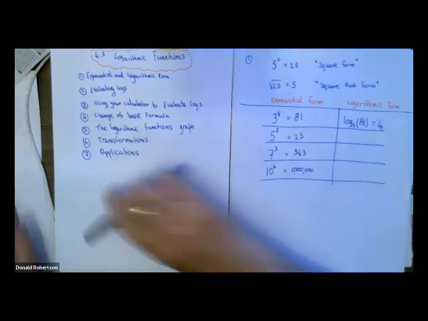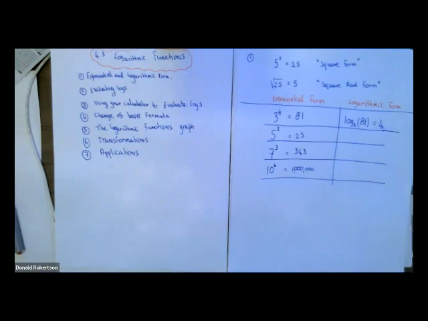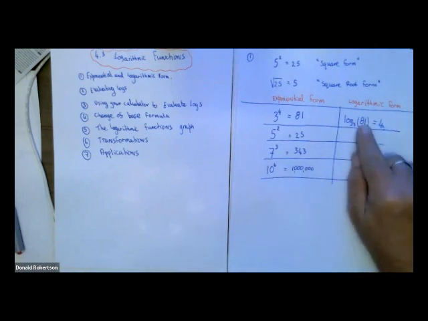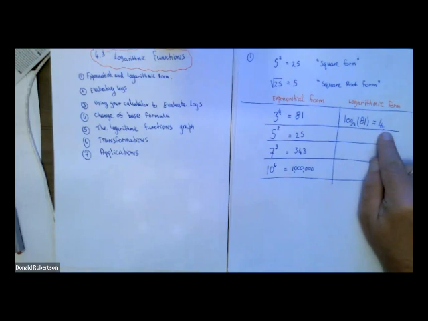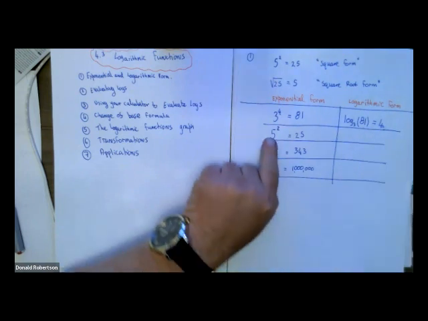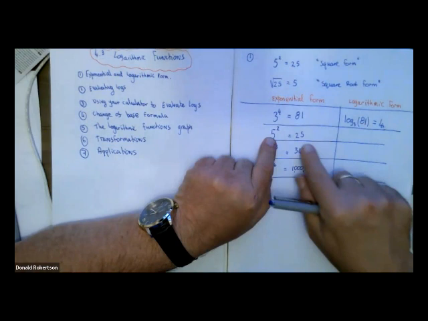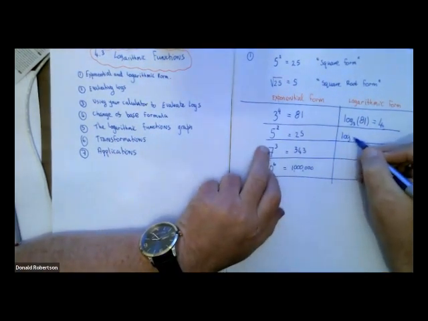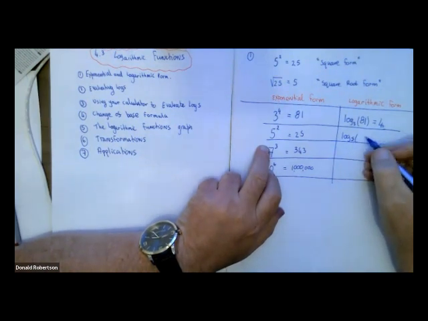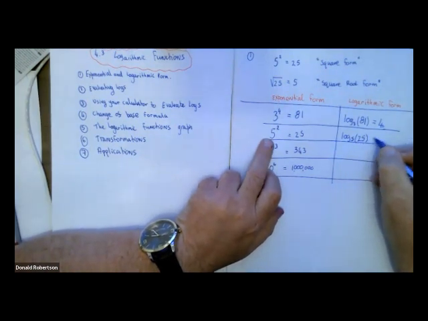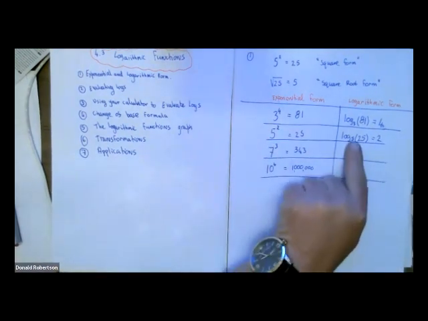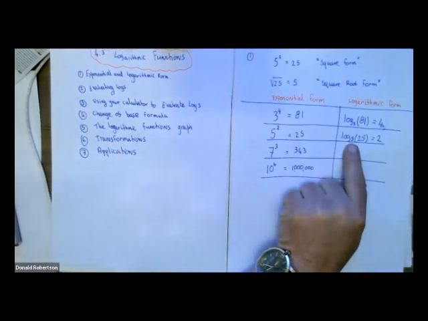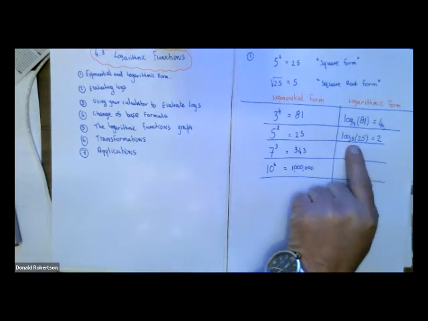So if someone asks you to find the log of a number, they're really trying to say to you, what power of the base would give you 81? So what power of 3 would give you 81? 3 to the power of 4 would give you 81. So what power of 5 would get you 25? Well, the log to base 5 of 25 would get you 2. What power of 5 gets you 25?